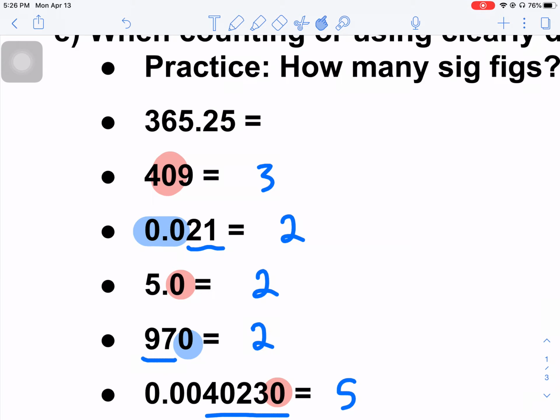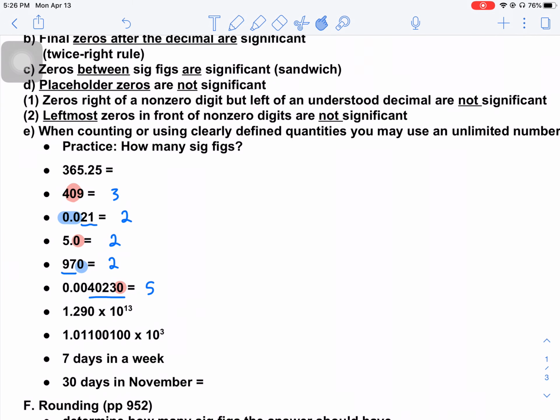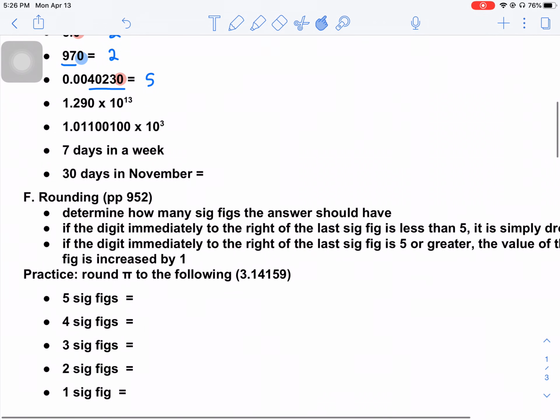All right, so we've reviewed when zeros are significant. Let's focus a little bit on rounding. Rounding comes into play when we start to multiply and divide using sig figs, but for now, you know the basic rules for rounding. If a number is followed by a 0, 1, 2, 3, 4, you just drop that final digit. If a number is followed by a 5, 6, 7, 8, 9, you round up to the next highest digit.